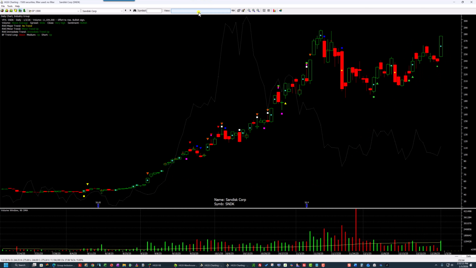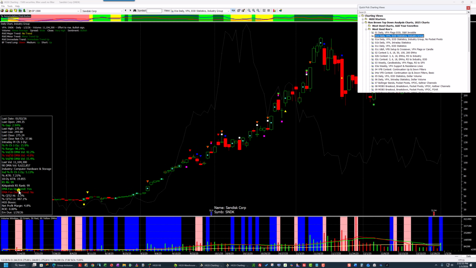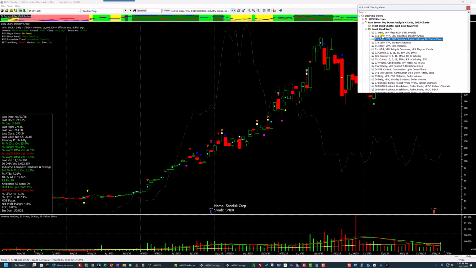S and R's, support and resistance, or I've got them turned off. That's why it says invisible. And this is a clean chart. This here gives end of day information, which I don't need right now. And this one shows the pocket pivots.